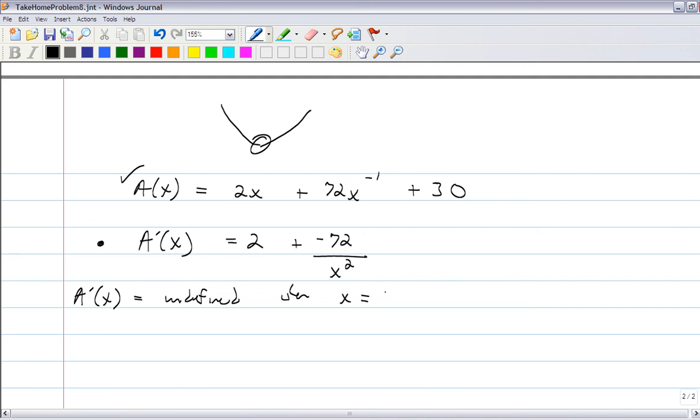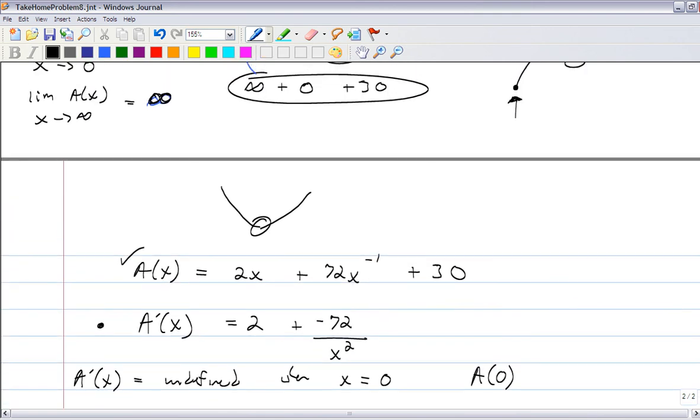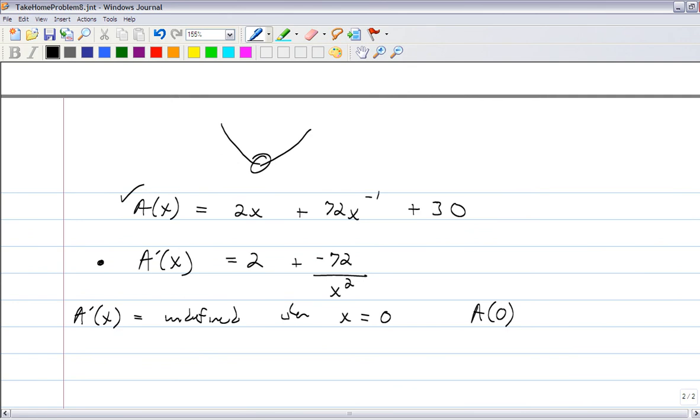So A prime of x equals undefined when x equals 0. Well, what is A of 0? Wonder how much that is. Well, x can't be 0. A of 0 is undefined. So is 0 a critical point? Well, no. To be a critical point, your function's got to be defined there, and either the derivative goes to 0 or the derivative goes to undefined. So do we really care about when x is 0? No, it doesn't make sense in this problem.